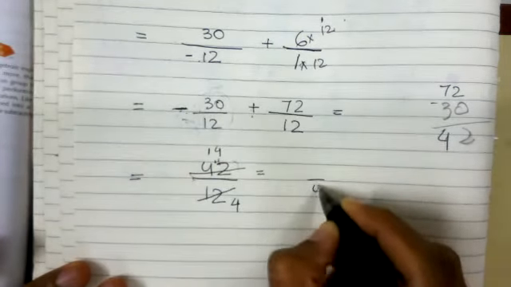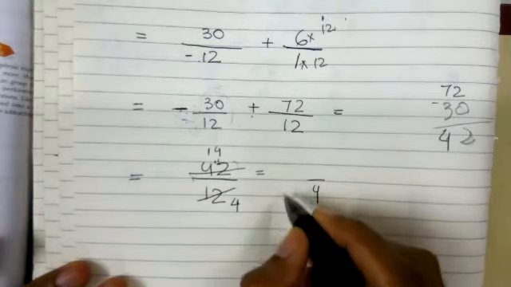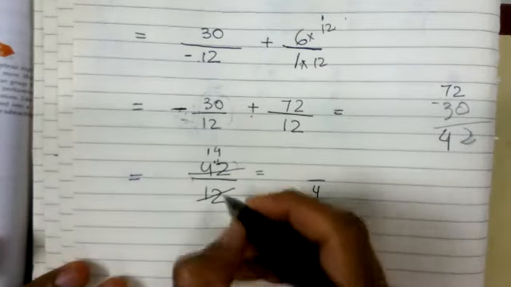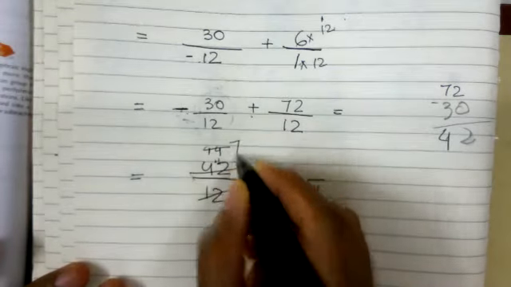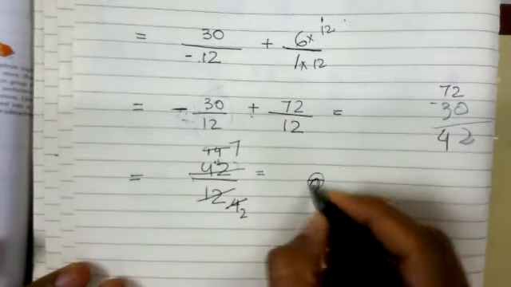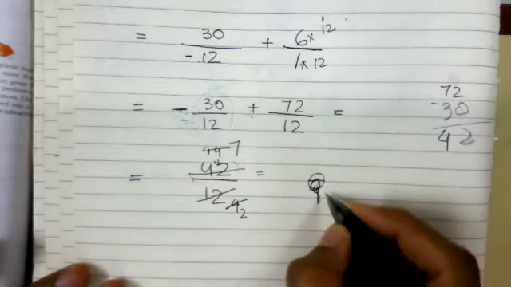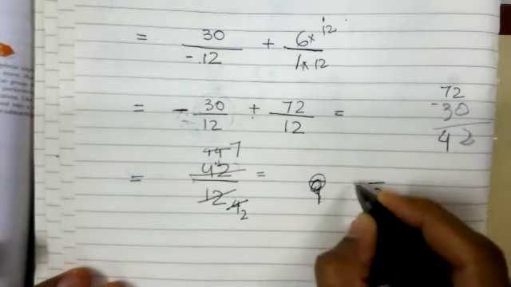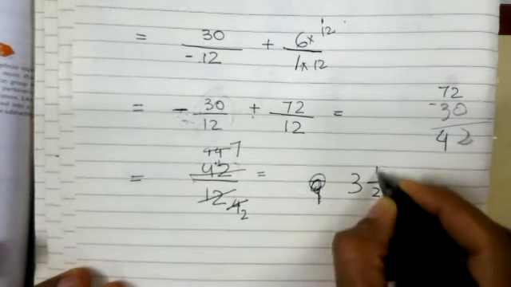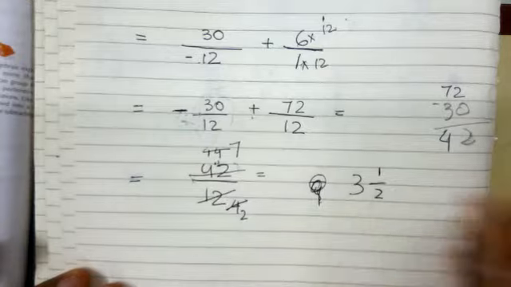Now 14 over 4 can further be simplified. 2 twos are 4. Two sevens are 14. So this is our final answer, 7 over 2. Improper fraction. Sorry, not improper, mixed number. So write 2 and 3. 2 threes are 6 plus 1. Yes, 3 whole number, 1.